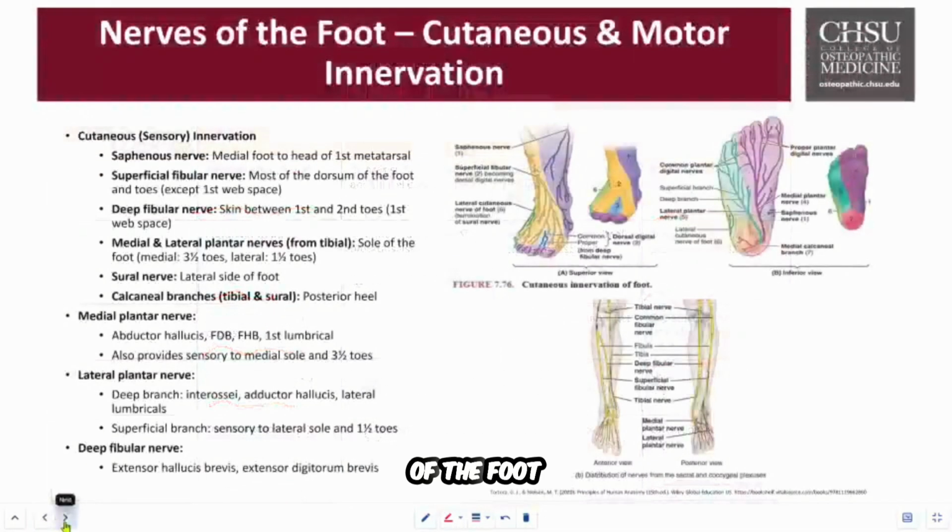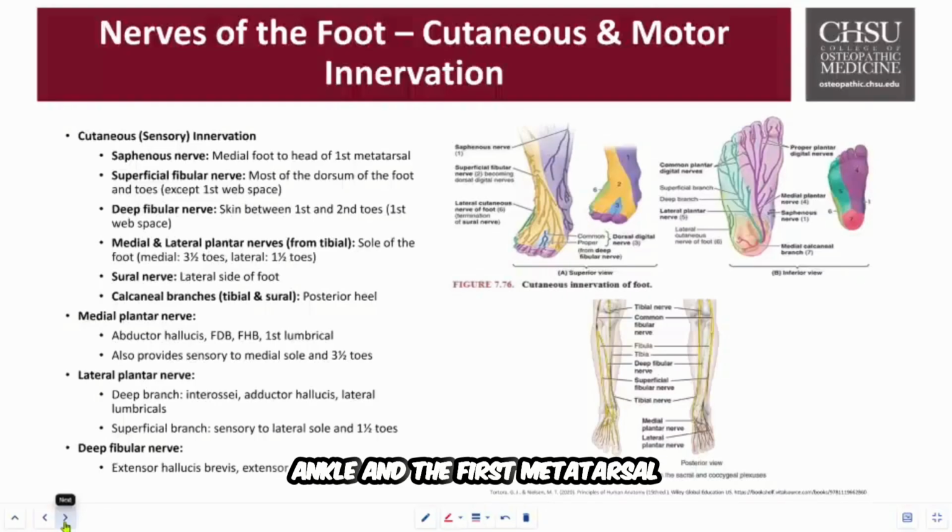Now let's take a look at the nerves of the foot, the cutaneous and the motor innervation. The first innervation is rich and segmented. The saphenous nerve, which is going to come from the medial ankle and the first metatarsal. We have the superficial fibular. This is the dorsum of the foot, except for that first web space. The deep fibular, which is going to be the first web space, plus regions of the intrinsic dorsum muscles. And then the tibial nerve branches are the medial and lateral plantar nerves, which we talked about.